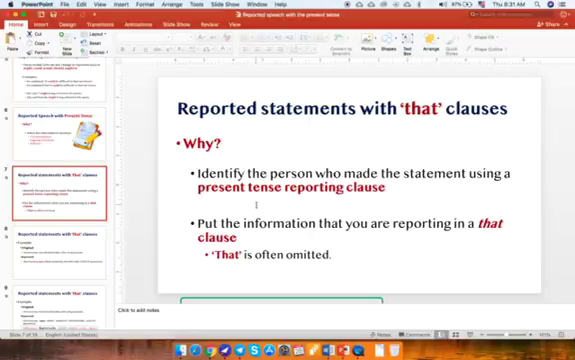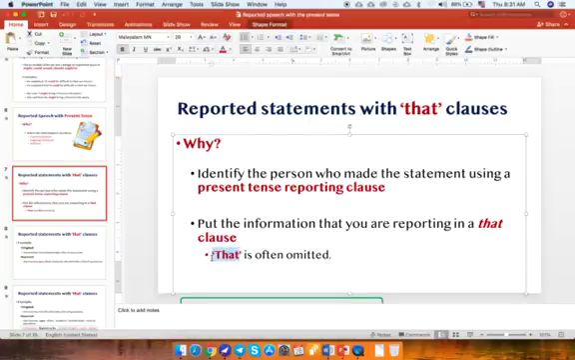Normally in reporting speech we use that clause, but most often people decide to omit the "that" in the reporting speech or reporting statement. The meaning is still the same with or without "that". It is just a rule that gives you the option whether you want to put "that" or omit it from the reporting statement.